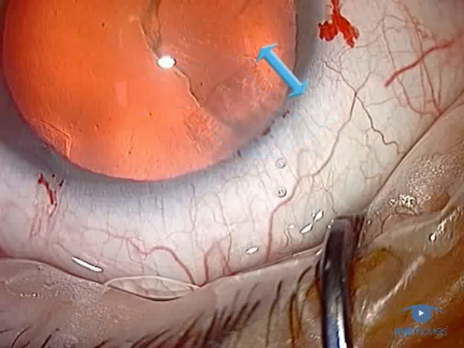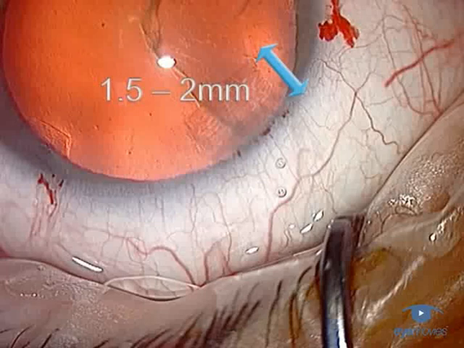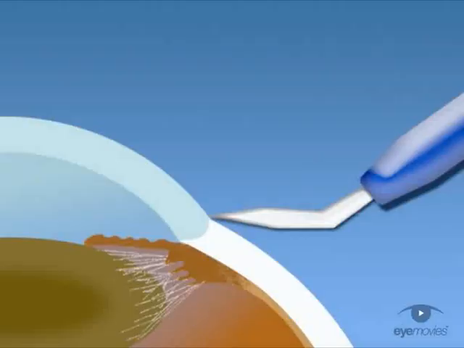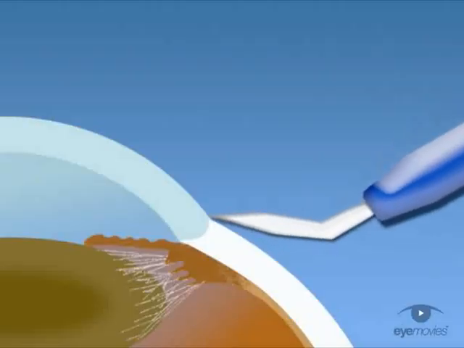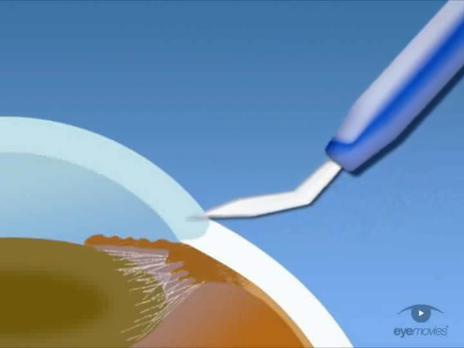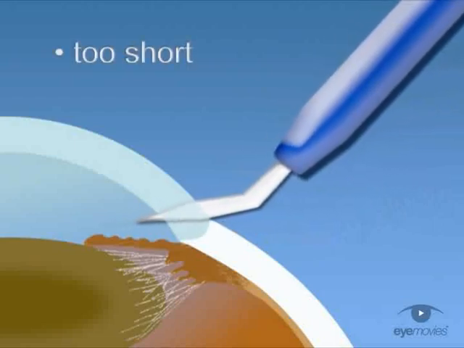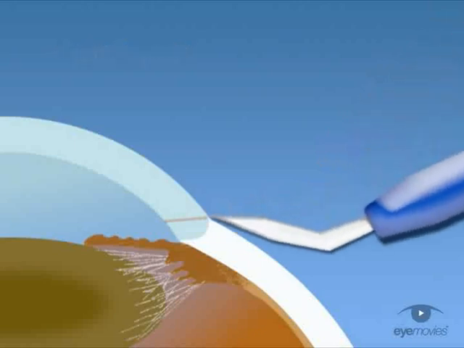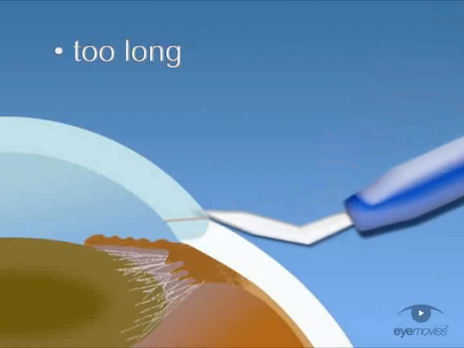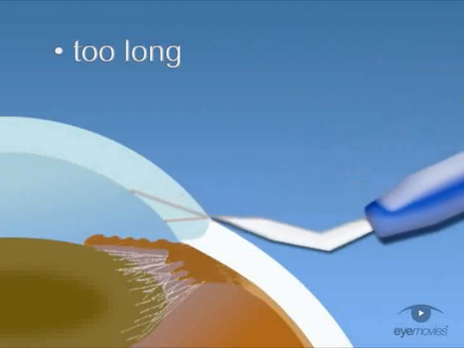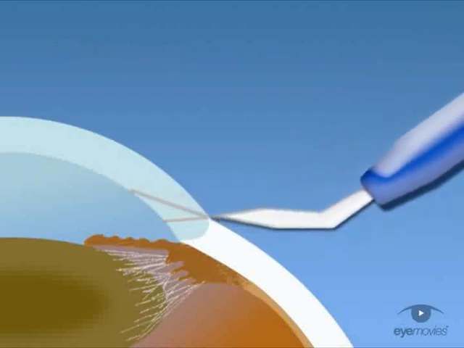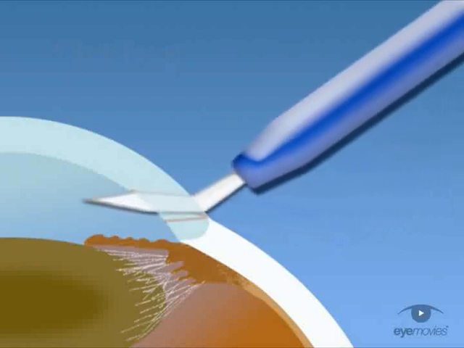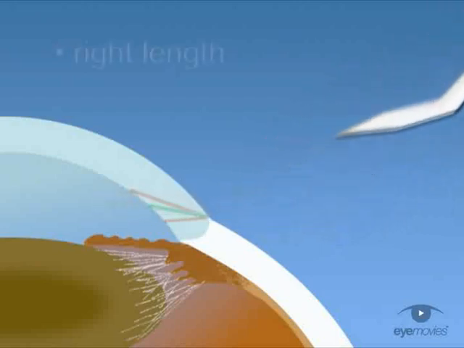Firstly, the length. Ideally, it should be between 1.5 and 2 mm. This ensures that it's self-sealing and also allows good surgical access. The length is controlled by the angle at which the keratome penetrates the cornea. So if you go in too steep, the incision ends up too short and it leaks. On the other hand, if you go in too flat, then the incision ends up too long, which gives poor access, distortion, and wound burn. For corneal stab incisions, you should pass the keratome in the plane of the iris and slightly upwards to get an incision that's the right length.